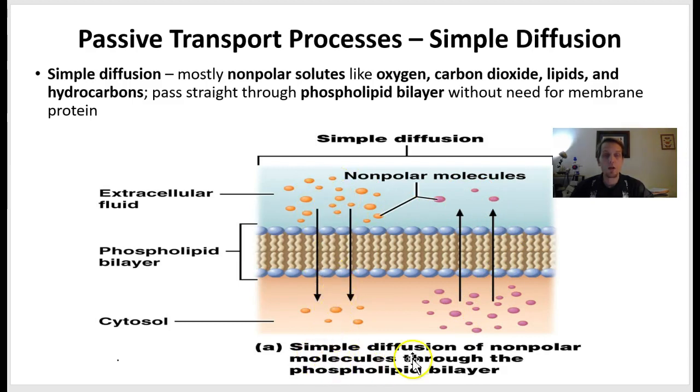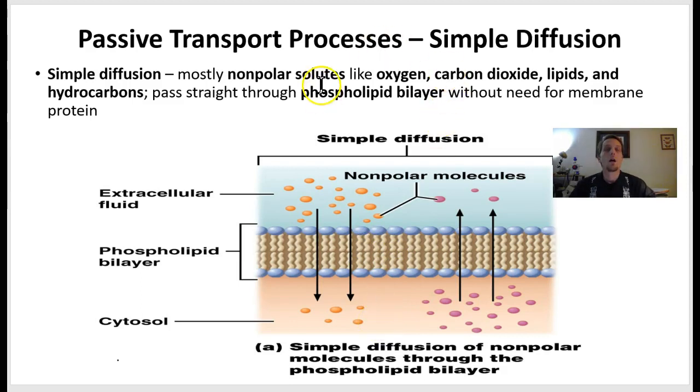So simple diffusion of a nonpolar molecule can go through the phospholipid membrane. It must be nonpolar or very, very small. So there are some very small ions. Sometimes water leaks across. Some small ions leak across, but that's just it. They leak. They don't really come in mass. They just kind of bounce around those phospholipid tails.